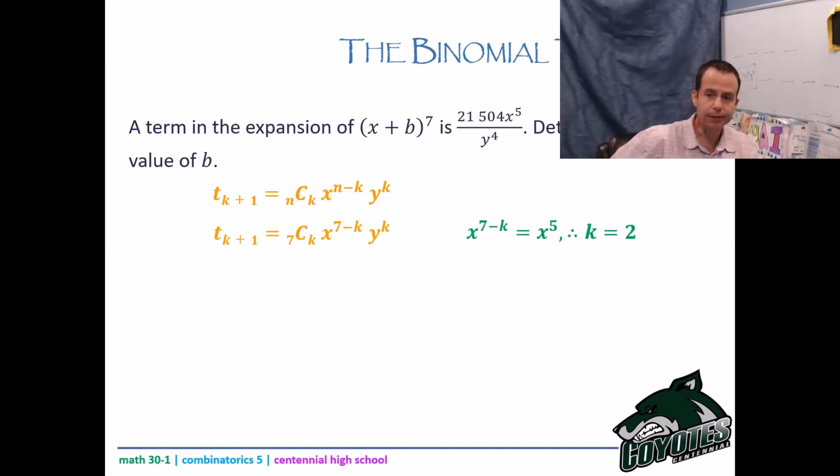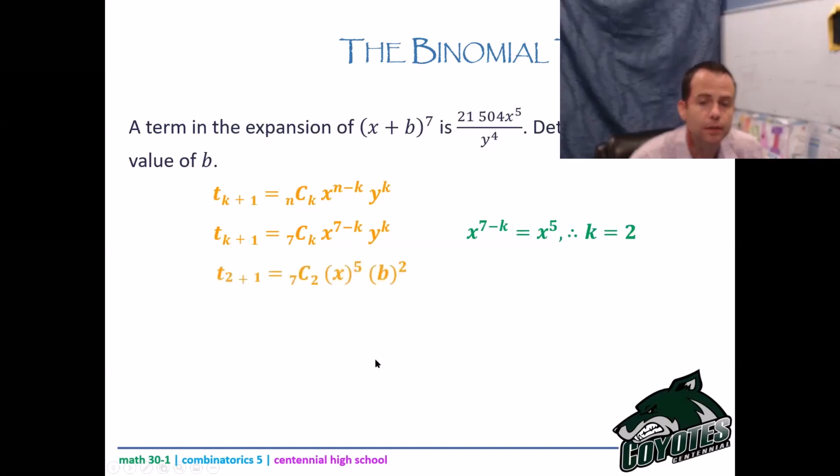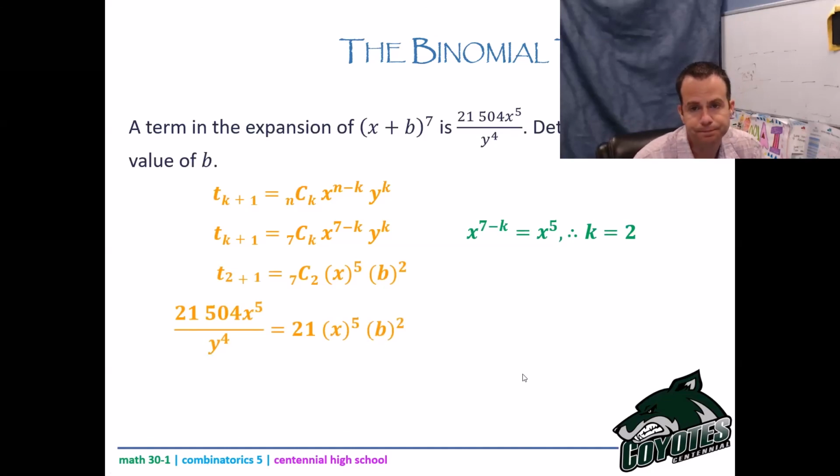Now that I know k is 2, I'll plug it in for k, and I'll plug in the 21,504 x^5 over y^4. So 7 choose 2 gave me my 21. I got x to the 5, and I got b squared. All right, now I want to clean this up a little bit. I can divide both sides by 21. I can also divide both sides by x to the 5, and then my x to the 5s will just divide out.